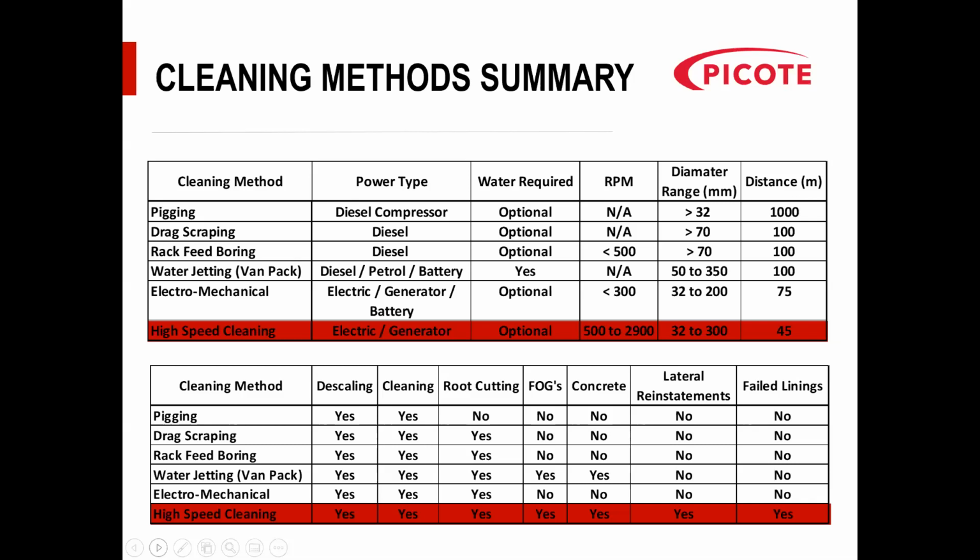And you'll see there that the high speed, because of the speeds that we operate at, is great for descaling, good for cleaning, unblocking, excellent at root cutting. You can remove fats, oil and grease. You can take out concrete with it. You can use it for doing lateral reinstatements. And if you're so unfortunate, we can use it to take out failed liners. So it really has opened up new opportunities that the traditional machines, or methods, haven't been able to do.